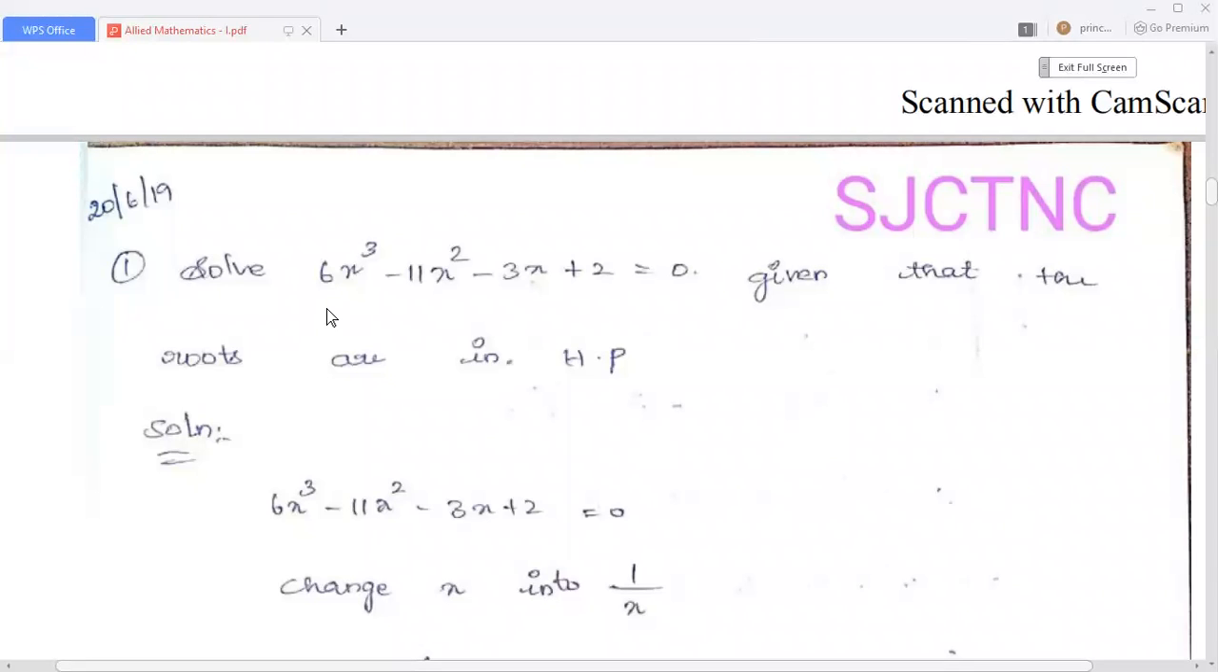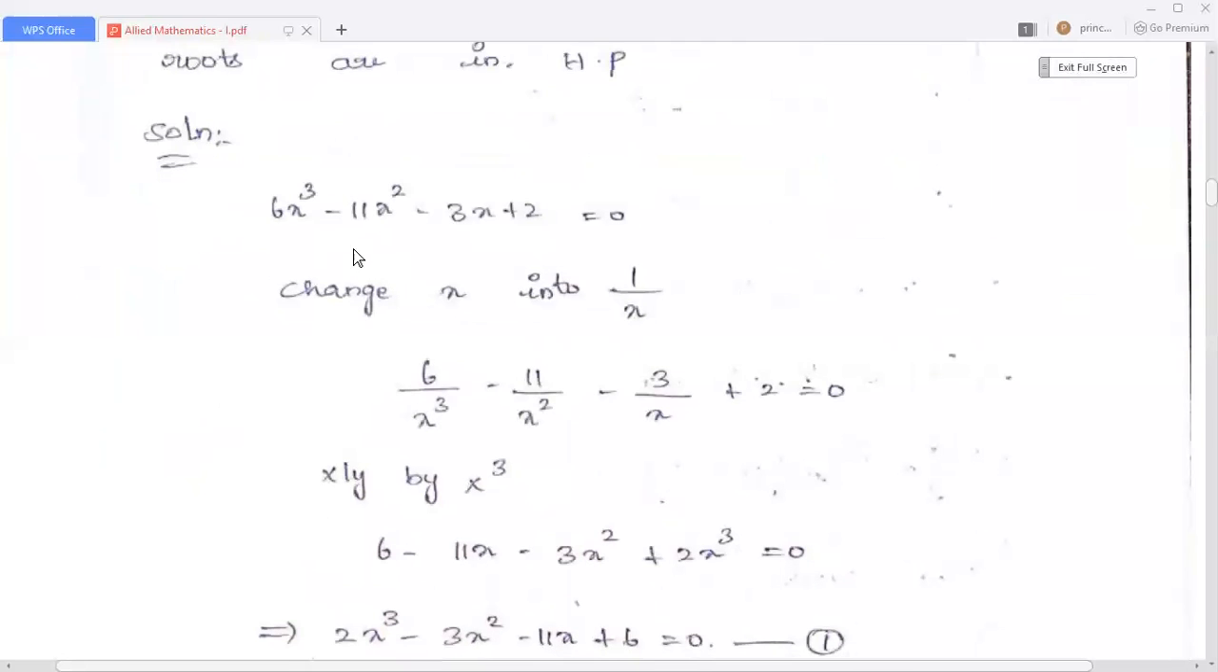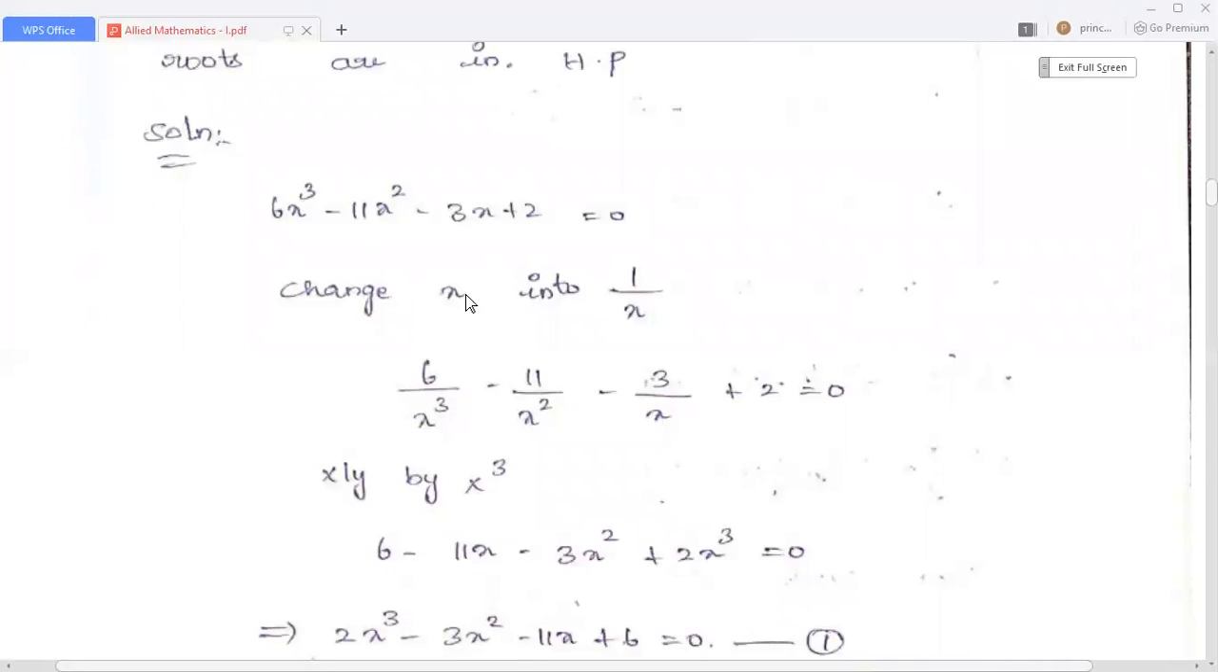Problem number 1. Solve 6x cube minus 11x square minus 3x plus 2 equal to 0, given that the roots are in harmonic progression. The given equation can be written as 6x³ − 11x² − 3x + 2 = 0. Since harmonic progression is nothing but the reciprocal of arithmetic progression, therefore we change x into 1 by x.